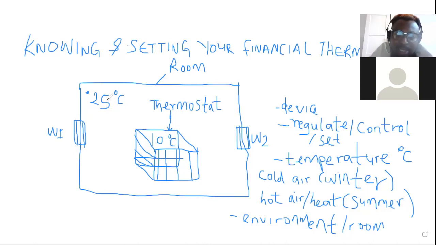What will happen here? The temperature in the room is going to change to 10 degrees. All right, so let's change it here to 10 degrees. Okay, change it to 10 degrees Celsius.